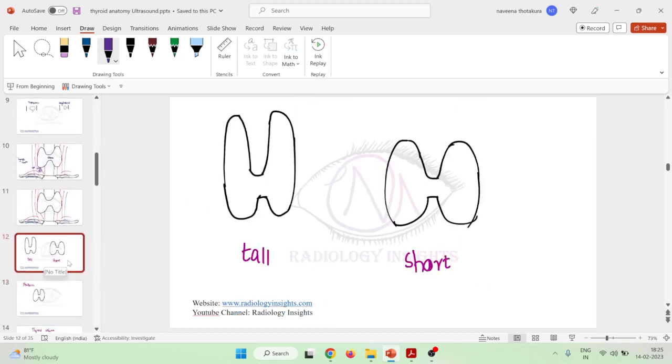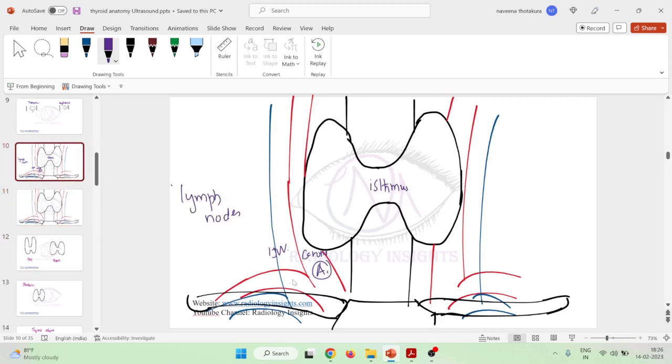One more important thing is that you should assess the internal jugular vein and also the carotid artery. So these are the important points about the ultrasonography of the thyroid, that is, the instrumentation and technique of imaging the thyroid gland. Thank you.